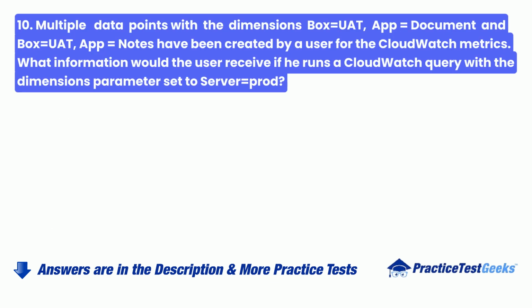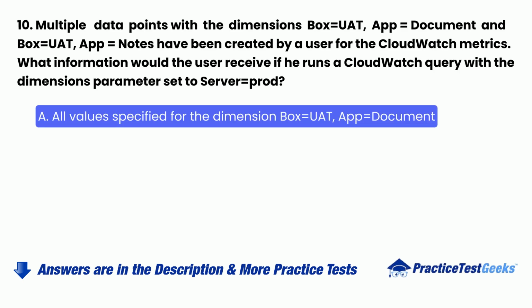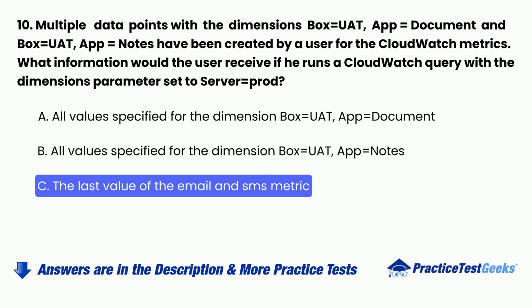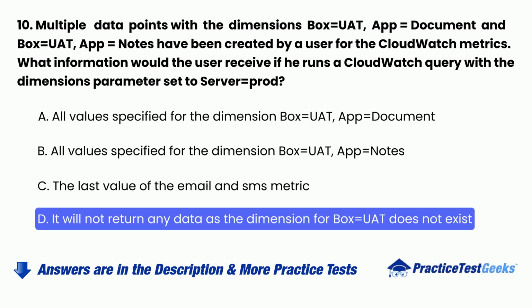10. Multiple data points with the dimensions box equals UAT, app equals document and box equals UAT, app equals notes have been created by a user for the CloudWatch metrics. What information would the user receive if he runs a CloudWatch query with the dimensions parameter set to server equals prod? A. All values specified for the dimension box equals UAT, app equals document. B. All values specified for the dimension box equals UAT, app equals notes. C. The last value of the email and SMS metric. D. It will not return any data as the dimension for box equals UAT does not exist.